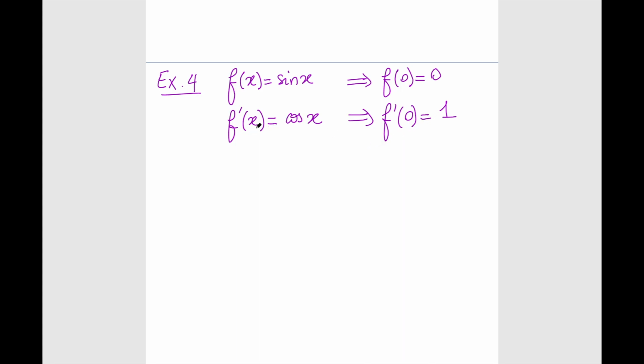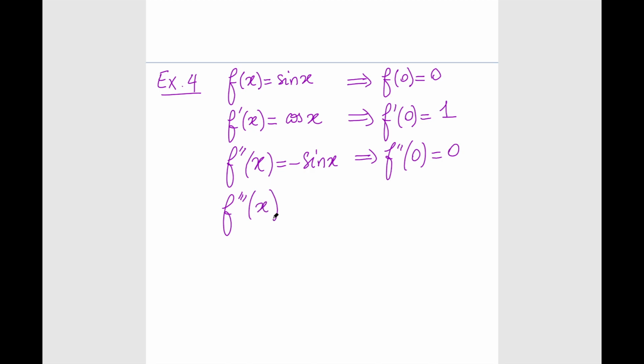And if you differentiate f prime another time, you get f double prime, which is negative sine of x, and the value is going to be 0 if you evaluate f double prime at 0. And the third derivative of f is going to be negative cosine of x, which means the third derivative of f at 0 is going to be negative 1.